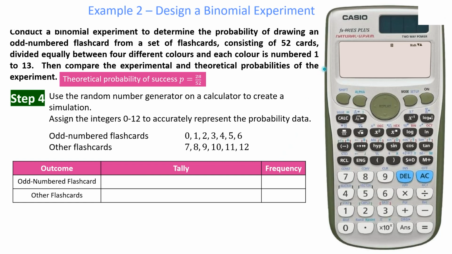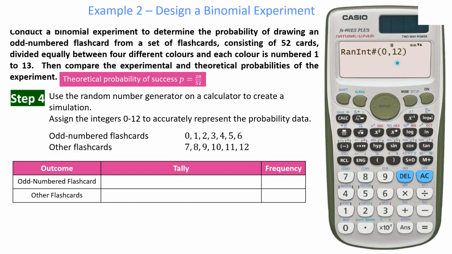So now I'll show you how to use this calculator to randomly generate the integers 0 to 12. We press the alpha button, and then this button here, and this is what should turn up on your display. We want to tell the calculator to randomly generate the numbers from 0 all the way up to 12. So we'll type in 0, 12, close brackets, and now your calculator is ready to use.